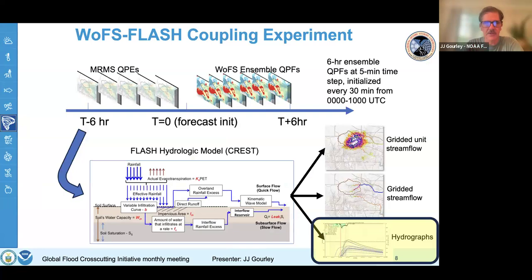And so the next thing that we're going to do is we're going to give the hydrologic model the analyzed rainfall for the prior times up to t=0. And then from here in the future, when we run the model, we're going to give it the ensemble QPFs. So 18 different members are going in. And then we can examine the hydrographs from this.